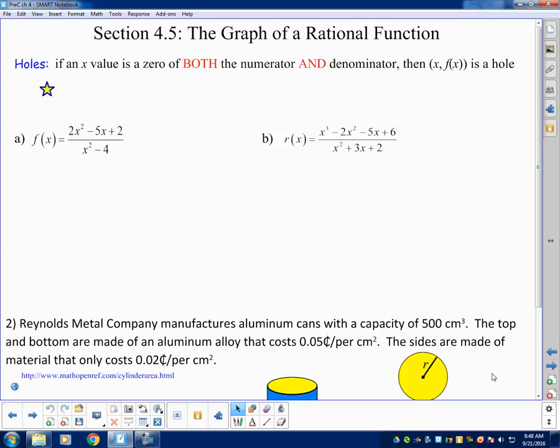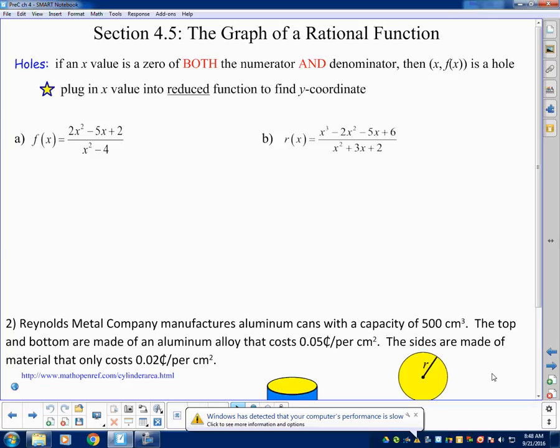And what happens with holes is your graphing calculator will not show them. It's not specific enough. It won't show up. So you have to find the hole by hand. And the way you do that is by plugging the x value of the hole into the reduced function to find the y coordinate. If you plug it into the original, it will give you an undefined 0 over 0. You've got to plug it into the reduced function. I'll show you what I mean by that.